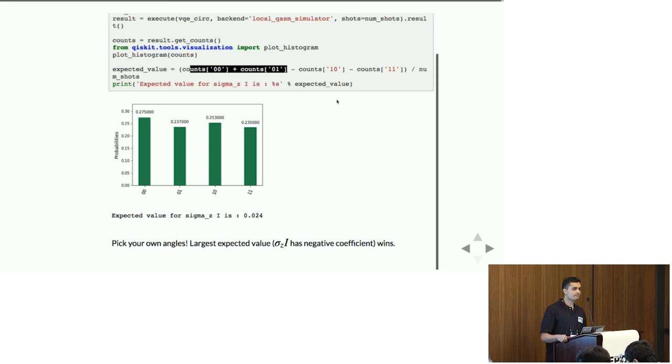Has anyone gotten past 0.4? Yeah, okay. So we've got a race going on. Okay, we've got 0.84 winning.